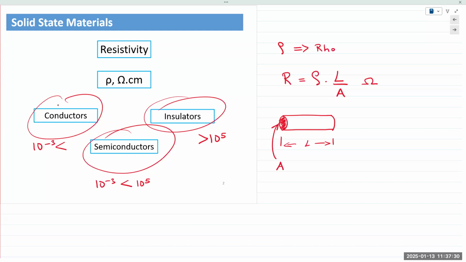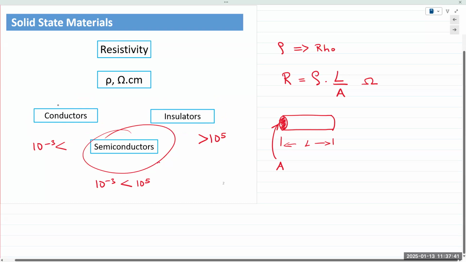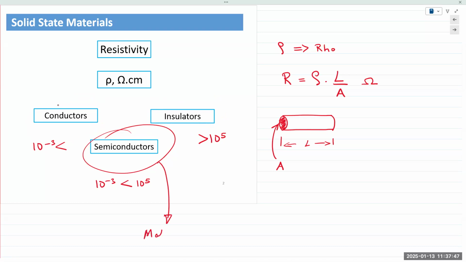Okay. And of course, since this is a class about semiconductor device fundamentals, these are the materials of interest. And as we go along in this chapter, I'll also explain that resistivity is not the only criterion for being called a semiconductor. There's something else also. All right, any questions so far?